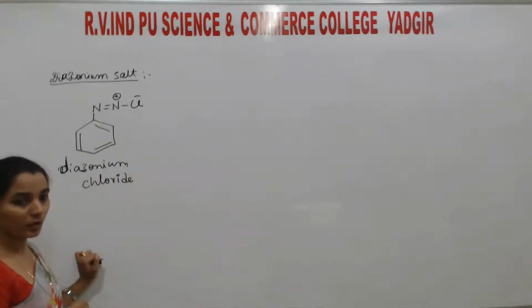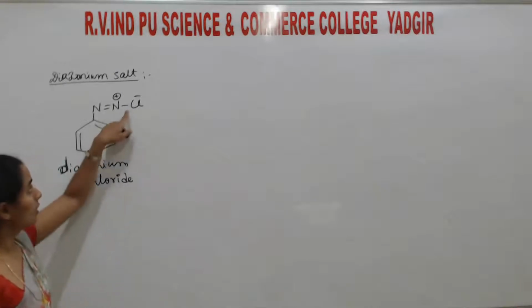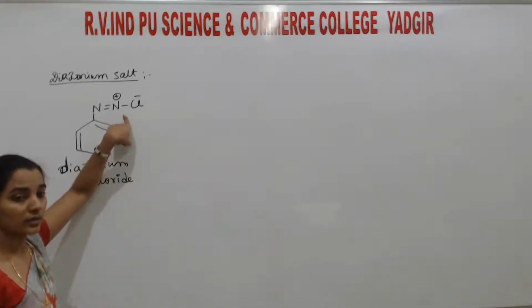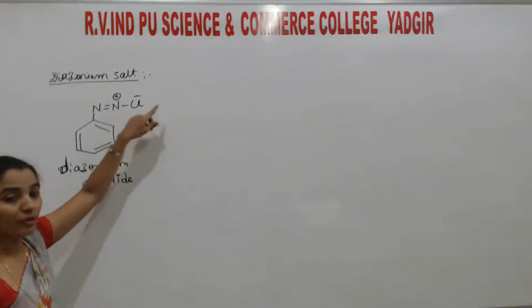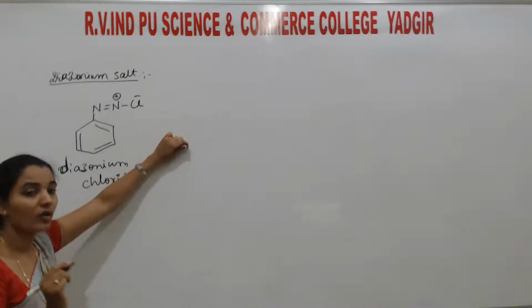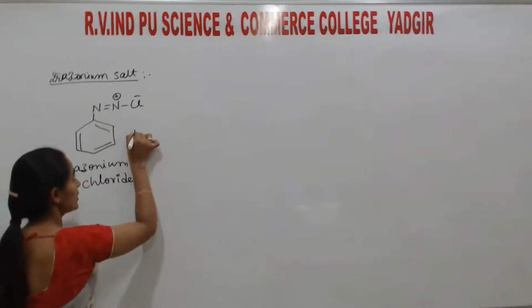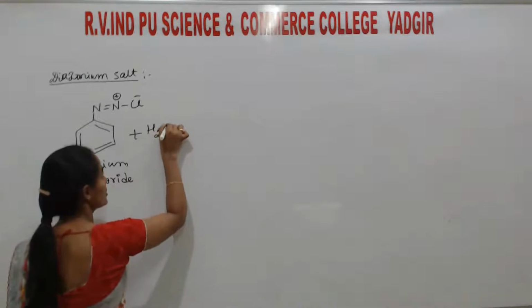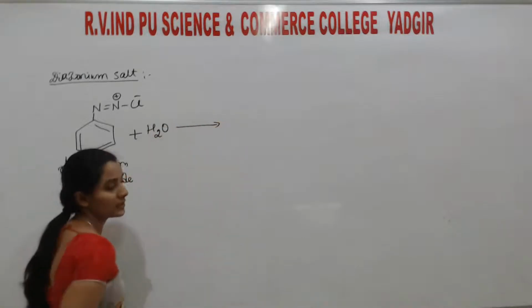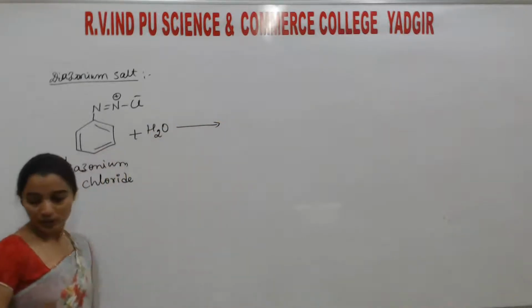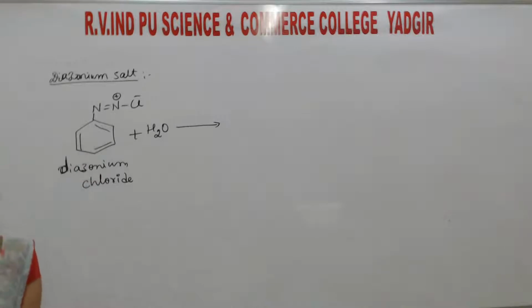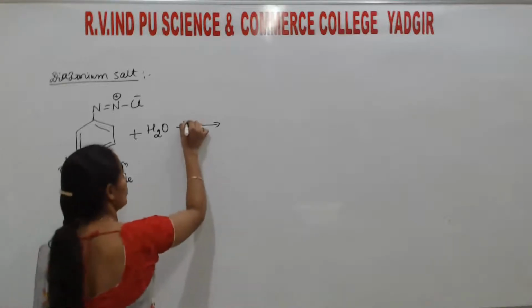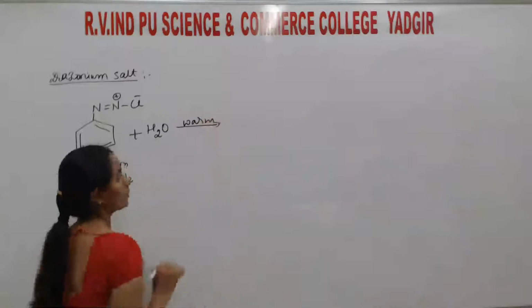Diammonium chloride. So what we need here? OH, because we need to prepare phenol. We are studying alcohols and phenols. So that's why hydration or hydrolysis takes place, as I told you. So this we have called warm air.